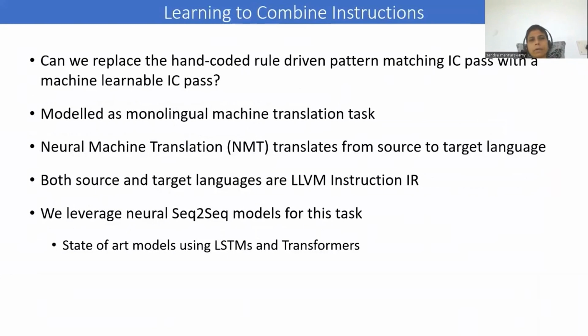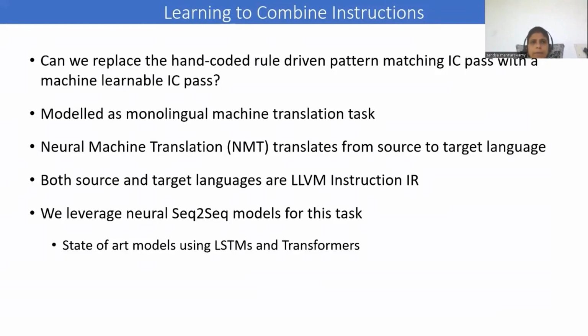So how do we try to do this? We want to replace the pattern matching part of the instruction combiner with a machine learnable IC pass, and we try to model this as a machine translation task. Neural machine translation translates from a source to a target language. For instance, if you're given a sentence in French, it can translate it to a target language, say English, using a neural network, and this is known as neural machine translation.